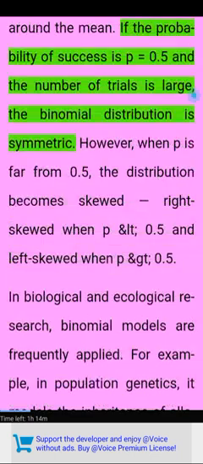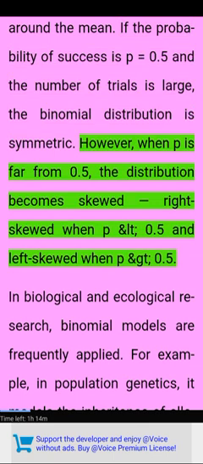If the probability of success is p equals 0.5 and the number of trials is large, the binomial distribution is symmetric. However, when p is far from 0.5, the distribution becomes skewed: right skewed when p is less than 0.5 and left skewed when p is greater than 0.5.